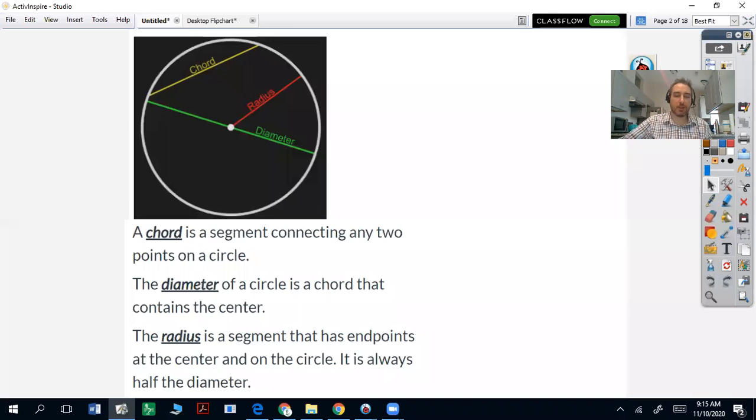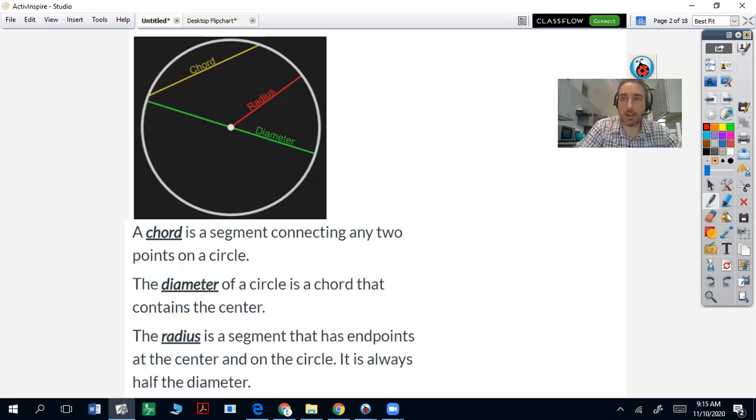All right, today's lesson is going to be talking about what happens when you have intersecting chords and circles. We're going to start with defining what a chord is. In a circle, a chord is always going to be a segment connecting 2 points from the edge of the circle.